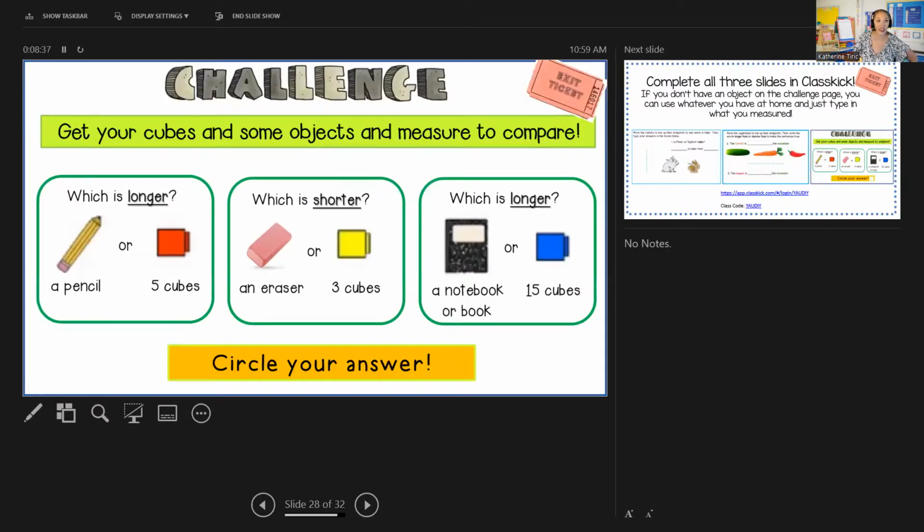And then here's a challenge page. Which is longer, a pencil or 5 cubes? You'll circle the answer. Which is shorter, an eraser or 3 cubes? Which is longer, a notebook or 15 cubes?